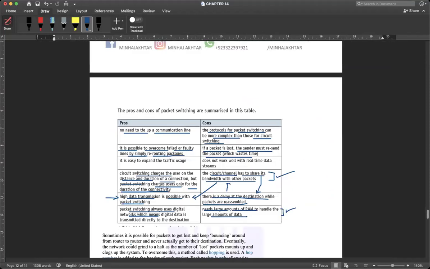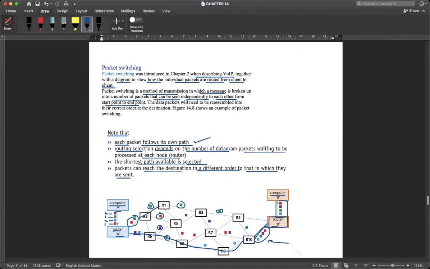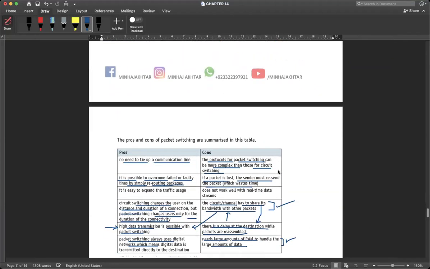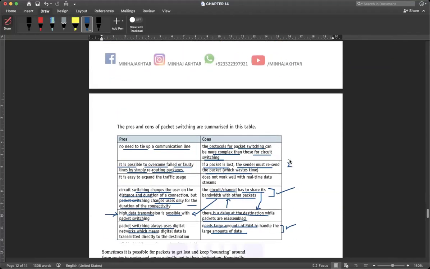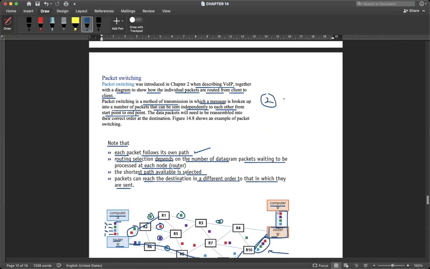So what you have to do, take out your notebook and first write down, I think you have to write down only 2 points for packet switching. After this, you have to move here. The pros and cons, only 2. Then I will give you a task. First, finish this. Let me know once you're done with packet switching.